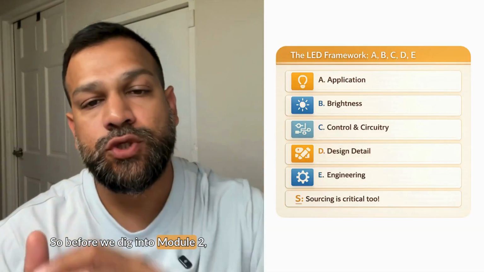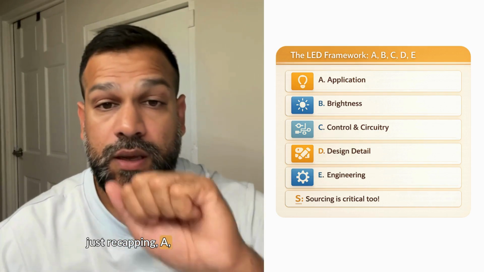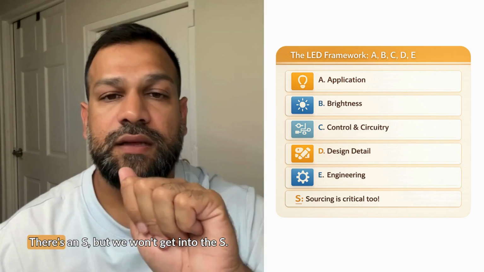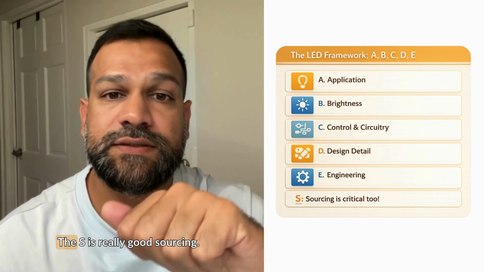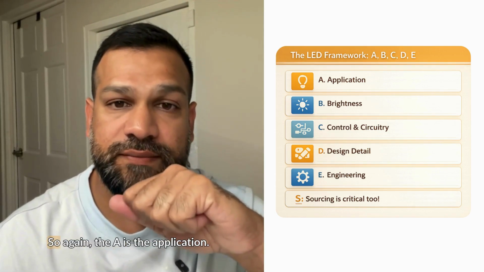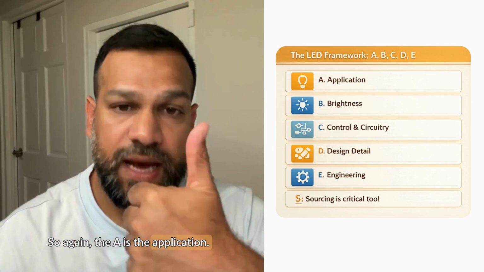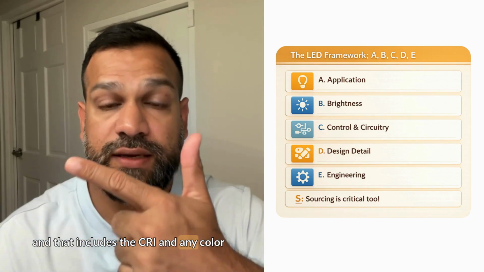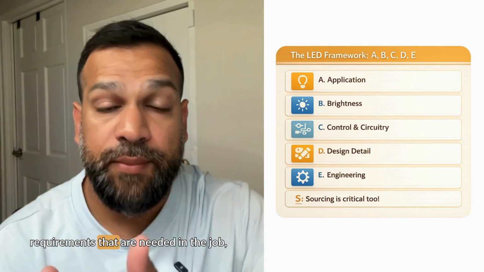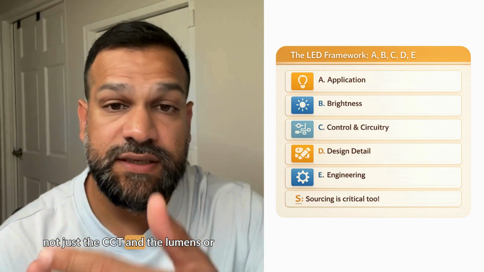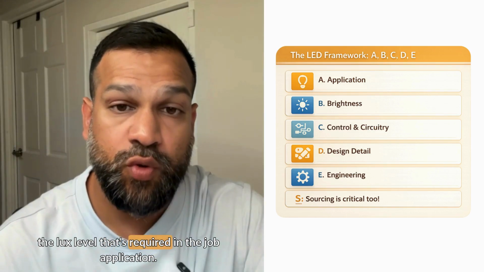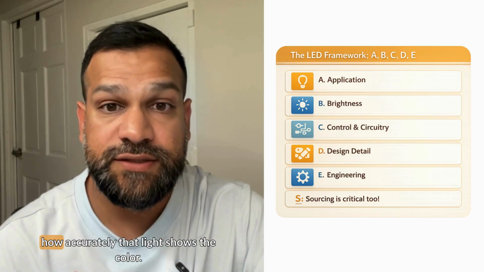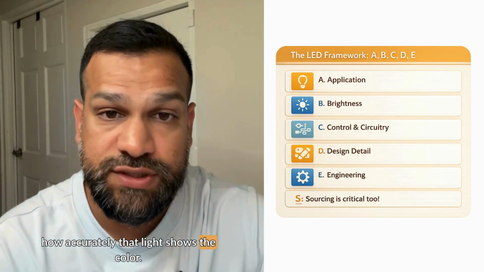So before we dig into module 2, just recapping: A, B, C, D, E. And there's an S, but we won't get into the S. The S is really good sourcing. So again, the A is the application, B is the brightness, and that includes the CRI and any color requirements that are needed in the job, not just the CCT and the lumens or the lux level that's required in the job application, but also the CRI, which is the color rendering index, how accurately that light shows the color.